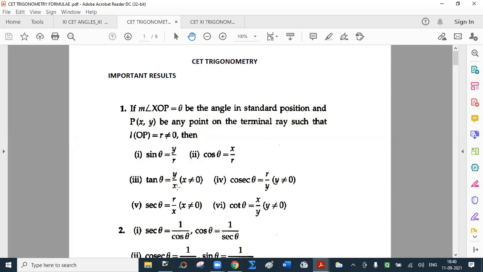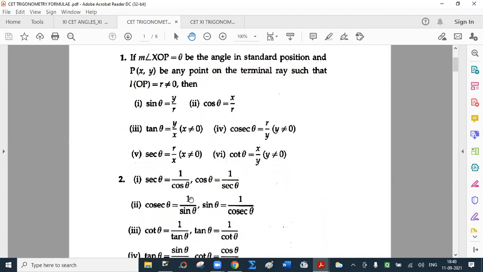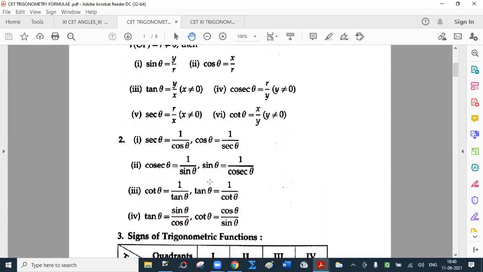Y upon x. See, in mathematics, you have to observe 2 things. Denominator should not be 0. And secondly, square root of negative number, now I will not say is not defined. It is defined, but square root of a negative number is not real. Is that clear? Okay.